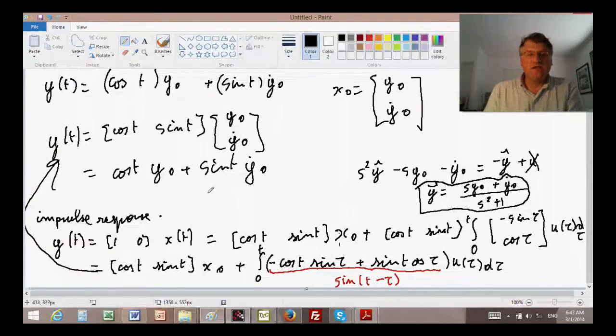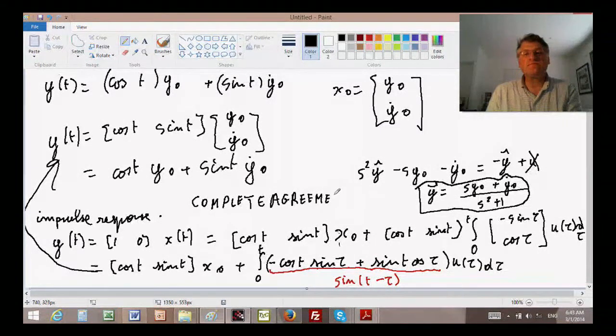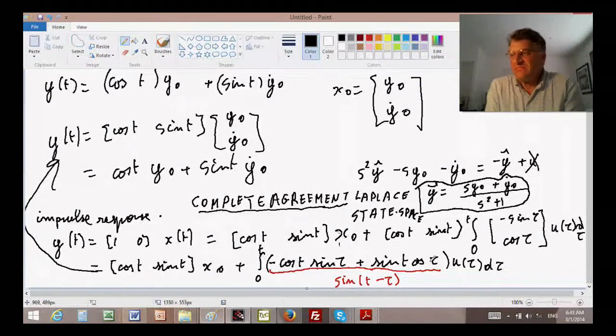So there is a complete agreement between what and what? On the one hand, Laplace, and on the other hand, state space. Okay? And this is very good news, because at least our algebra did not betray us.